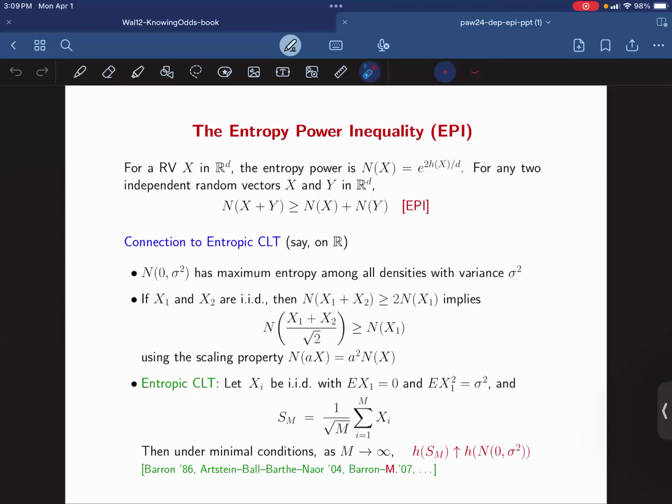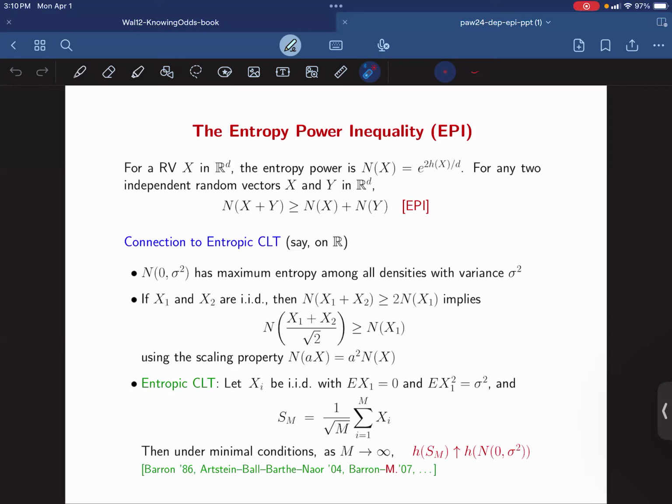Okay, so why is this inequality important? So this inequality, incidentally, was first stated by Claude Shannon, in his foundational work on information theory in 1948. But Shannon's proof was not complete. A complete proof was given by Stam in 1959. And since then, many other proofs have been given, but Stam's proof is still a model of clarity and ingenuity. It's a very nice proof.